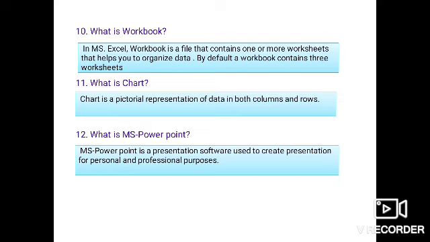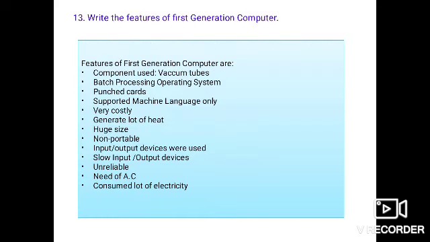So from question number 1 to question number 12, these were section A part. Section A part, these were for 2 marks. Now we will see in the next slide, these questions will be for 5 marks. Each question carries 5 marks. Next, first question is, write the features of first generation computer.